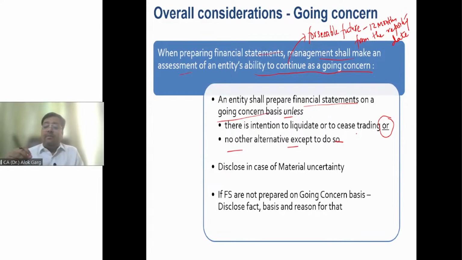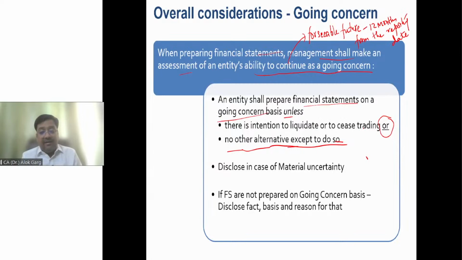The government has come up with a notification to ban liquor in Bihar. Now you tell me, the company has huge orders in hand. The company is a cash rich company. The company does not have any intention to liquidate. The company does not have any intention to stop the trading. But the company does not have any other alternative except to shut down the business.